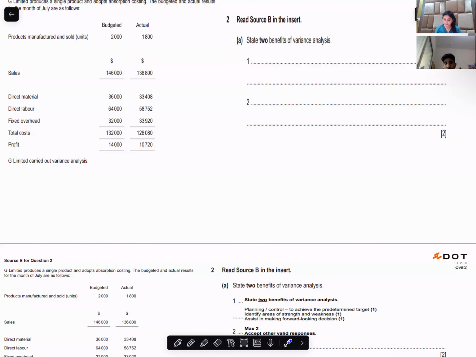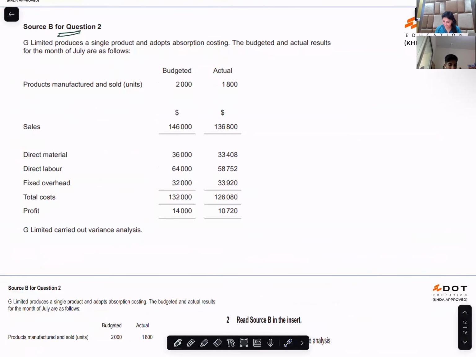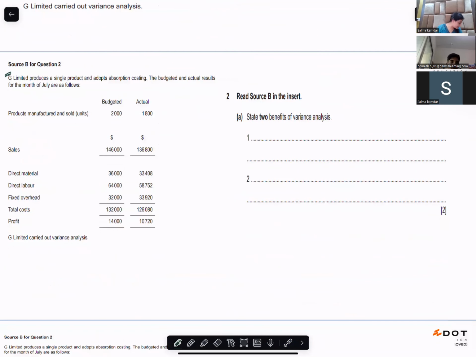So now we are doing October, November 2023, paper 41, the source B. Read the source B. Please read the question. G Limited produces a single product and adopts absorption costing. The budgeted and actual results for the month of July are as follows. Okay, what do they want you to find? First question will always be a theory question for 2 marks.